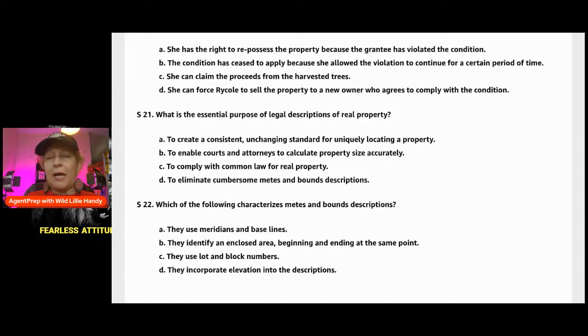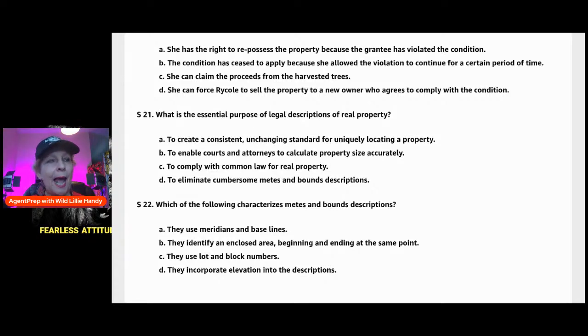All right, so far we've got A. Anyone else? Well, then stay with it, Cindy. Yes, the answer is A. Cindy says, want to say A. Yes, to create a consistent, unchanging standard for uniquely locating a property.